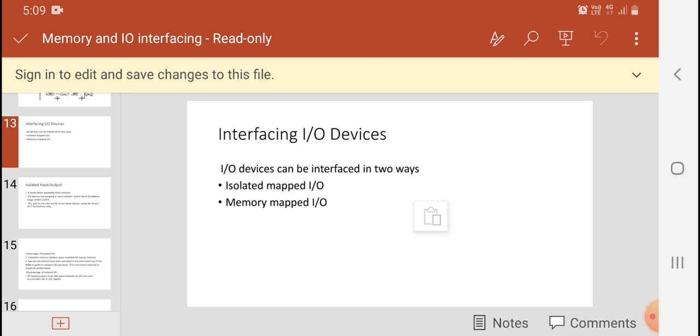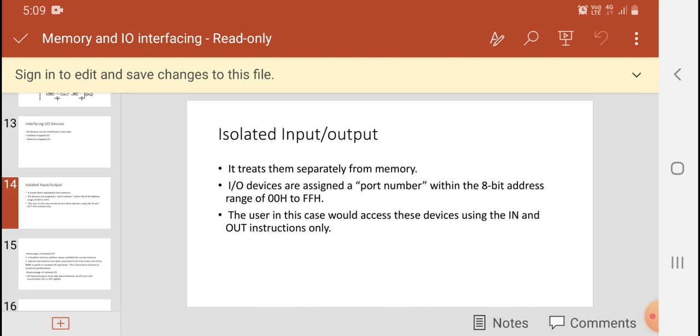Memory mapped IO means it is mapped along with the memory content of 8086. A part of the memory of 8086 is used for mapping the respective IO devices. That is memory mapped. Each and every one has its own pros and cons. You can see the advantages and disadvantages of each. So first we go for isolated IO.